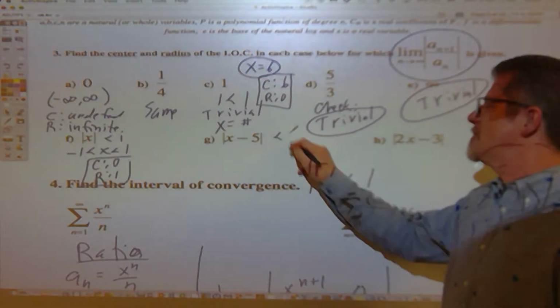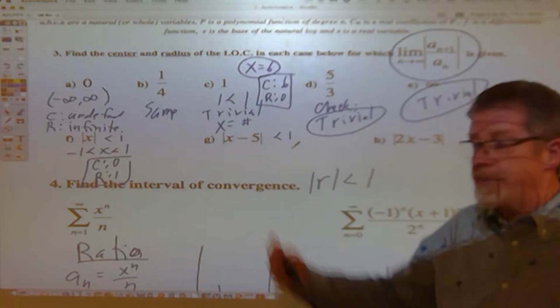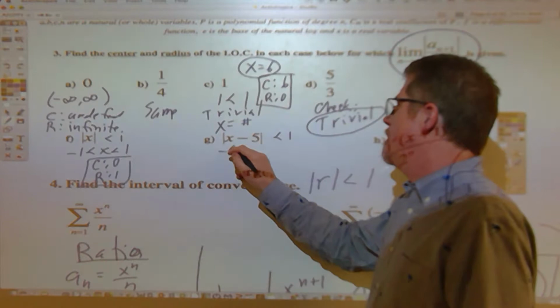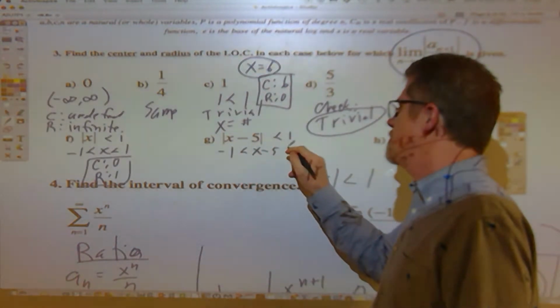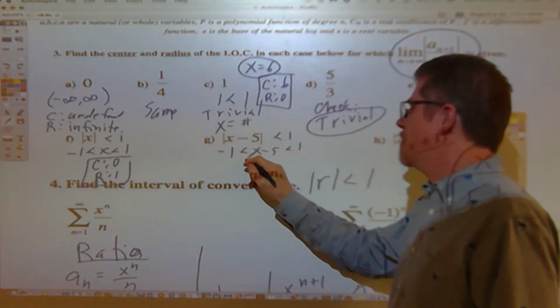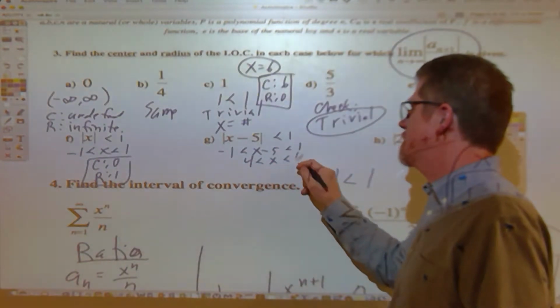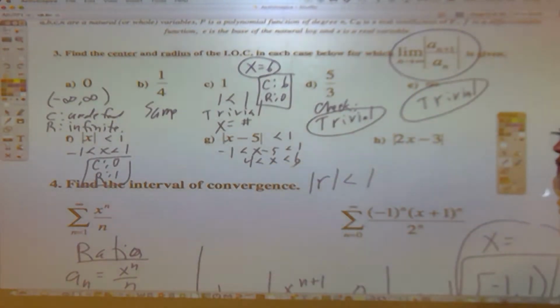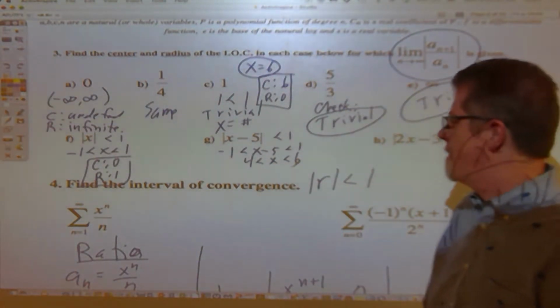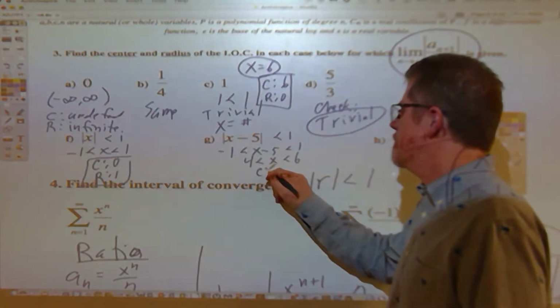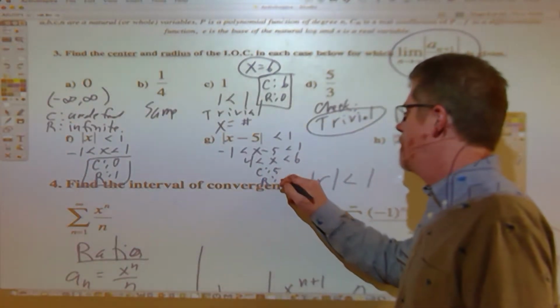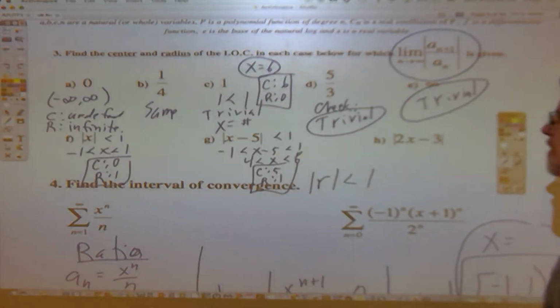If you get absolute value of x minus 5 for your limit, that's less than 1. Do the basic algebra here, where you add 5 to all three parts, you get 4 is less than x is less than 6. So what's the center of the interval of convergence? Friends? 5. Center, 5. What's the radius? 1. Centered at 5, radius of 1.